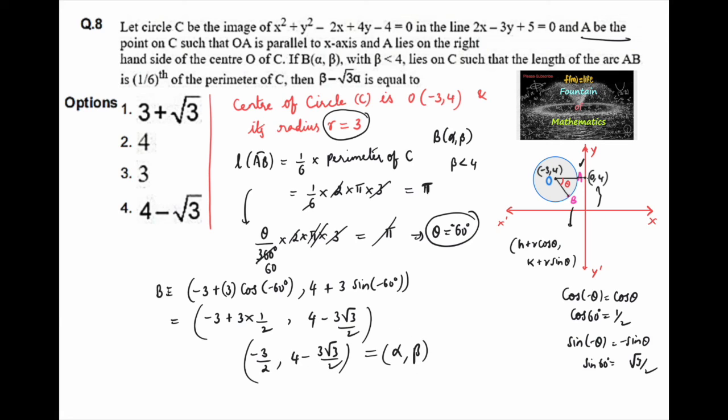Now we need to find beta minus root 3 times alpha, that is 4 minus 3 root 3 by 2 minus root 3 times alpha value, which is minus 3 by 2, that is 4 minus 3 root 3 by 2 plus 3 root 3 by 2. Which on simplifying we will get the answer 4. So we can go with option B. 4 is the answer.